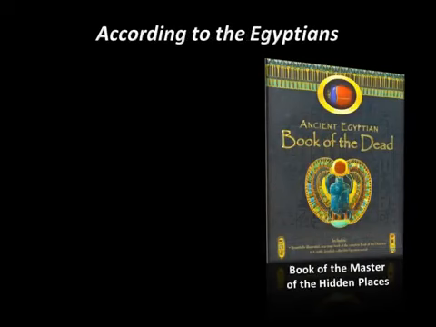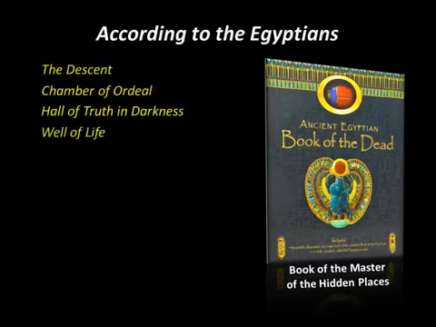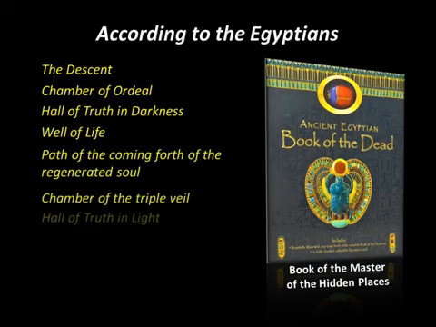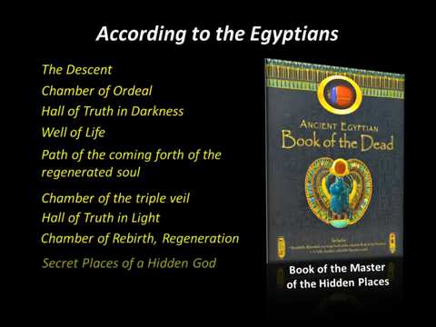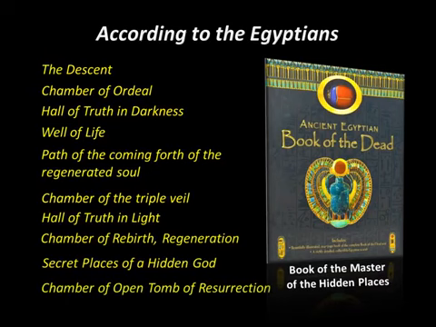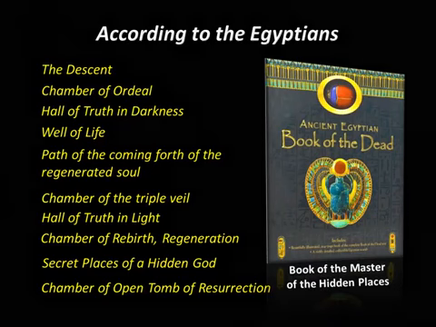Next we're going to look at the Book of the Dead. And this is the book of the Master of the Hidden Places. This was written by Egyptians about a structure that it's going to describe. It has a thing called the Descent, the Chamber of Ordeal, the Hall of Truth and Darkness, the Well of Life, the Path of Righteousness, bringing forth of the regenerative soul. All of these different passages, rather interesting. Secret Place of the Hidden God, and Chamber of the Open Tomb of Resurrection. So this is an Egyptian book that describes all of these features.